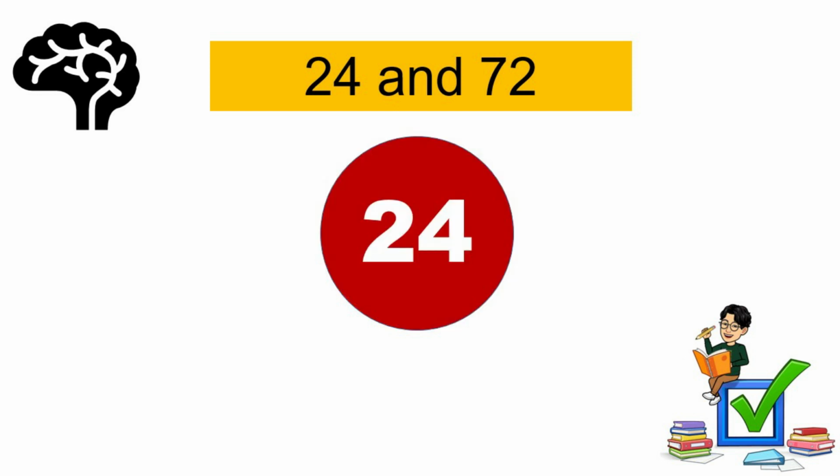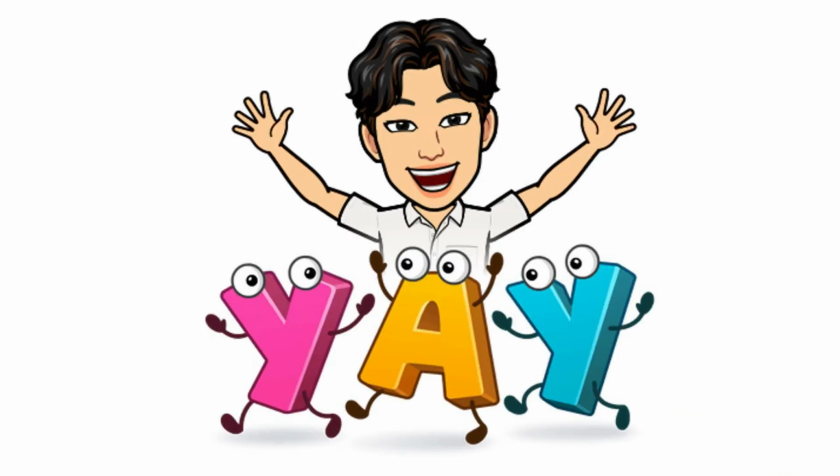You're right! That is 24. Congratulations, learners! Now you know how to find the greatest common factor of the numbers. Now, let's have multiples.